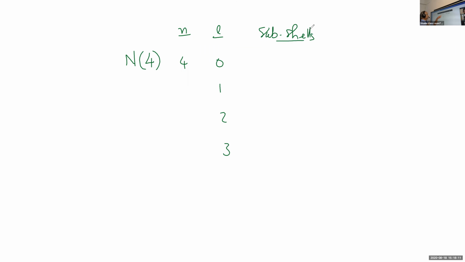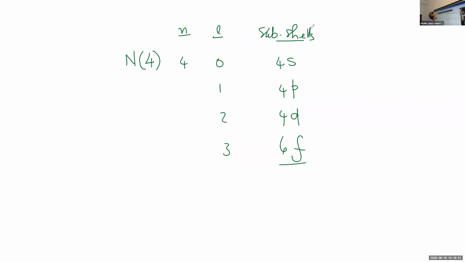If l is equal to 0, it is s. l is equal to 1, p. l is equal to 2, d. l is equal to 3, f. And these are of the fourth shell. So 4s, 4p, 4d, 4f.